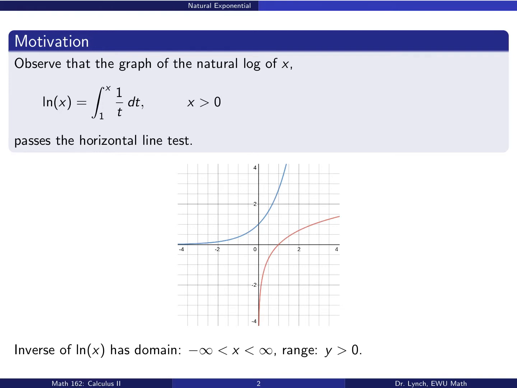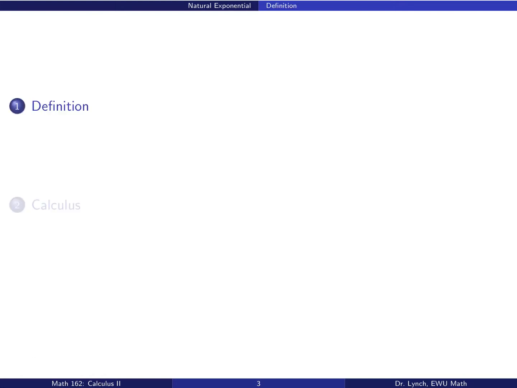So the inverse function has domain x between minus infinity and infinity, and the range is y greater than or equal to 0. As we'll see in a minute, the inverse of this natural log function ends up being a special function called the natural exponential, and we'll talk about that for a second and then talk about how to do calculus on that function.